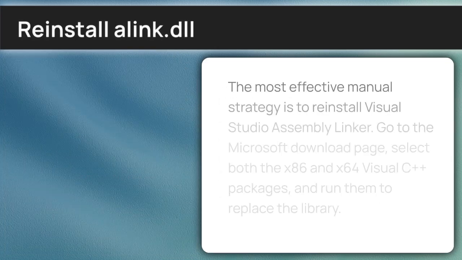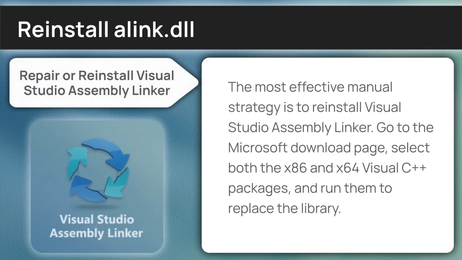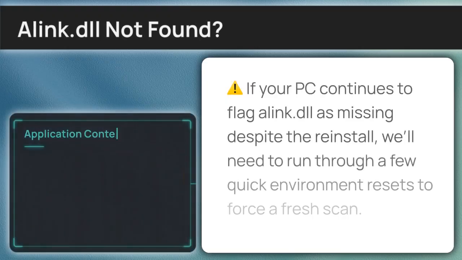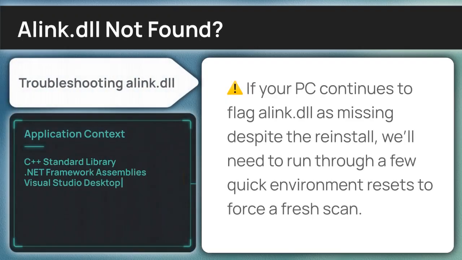The most effective manual strategy is to reinstall Visual Studio Assembly Linker. Go to the Microsoft download page, select both the x86 and x64 Visual C++ packages, and run them to replace the library. If the error persists despite the new library files, we must verify if a simple synchronization conflict is preventing the file from loading.